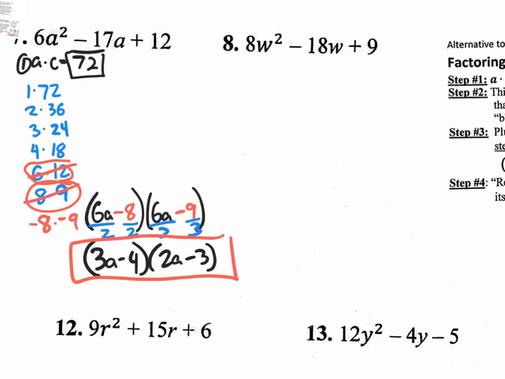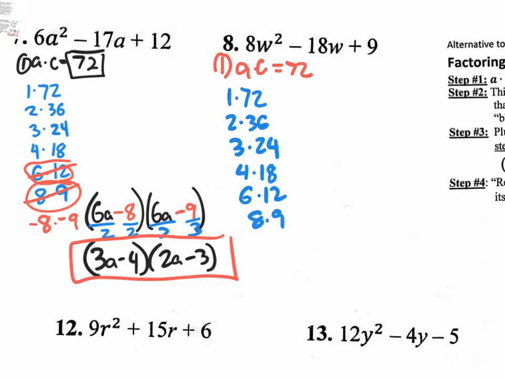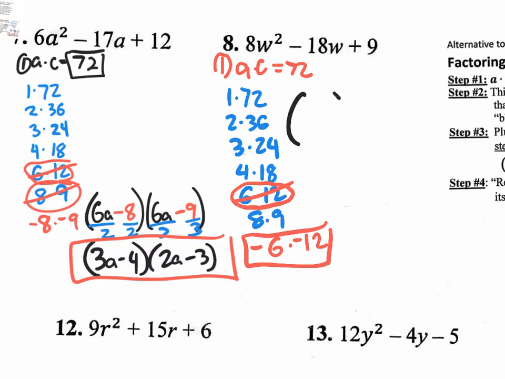So on the next one, a times c is also 72, just like on the previous one. So we have the same list. Let me just rewrite it. And when we try to find the pair of numbers that combines together to give us negative 18, we know that 6 and 12 gives us 18. And if we want negatives, it's going to be a negative 6 times a negative 12. So this is the correct pair of numbers that we want, not positive 6 and positive 12, but negative 6 and negative 12.